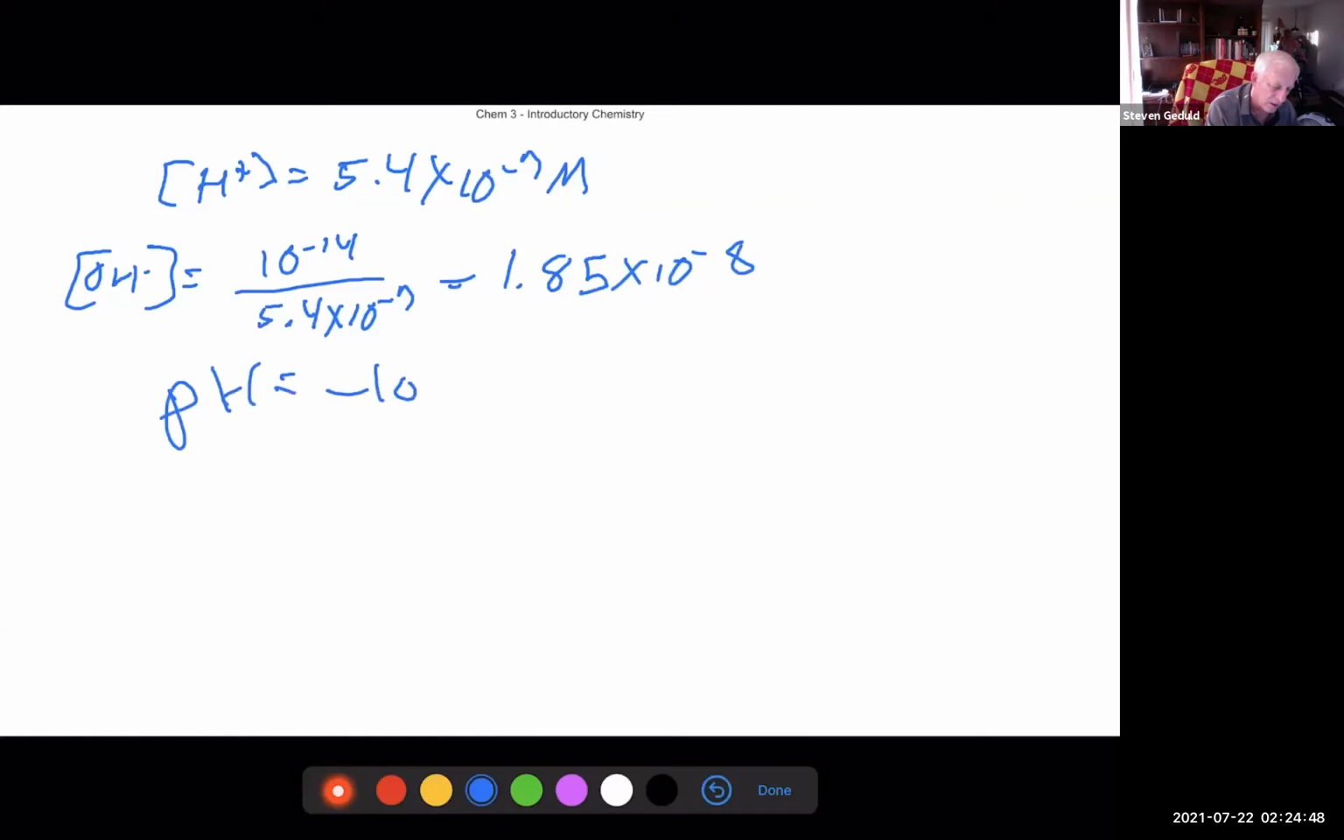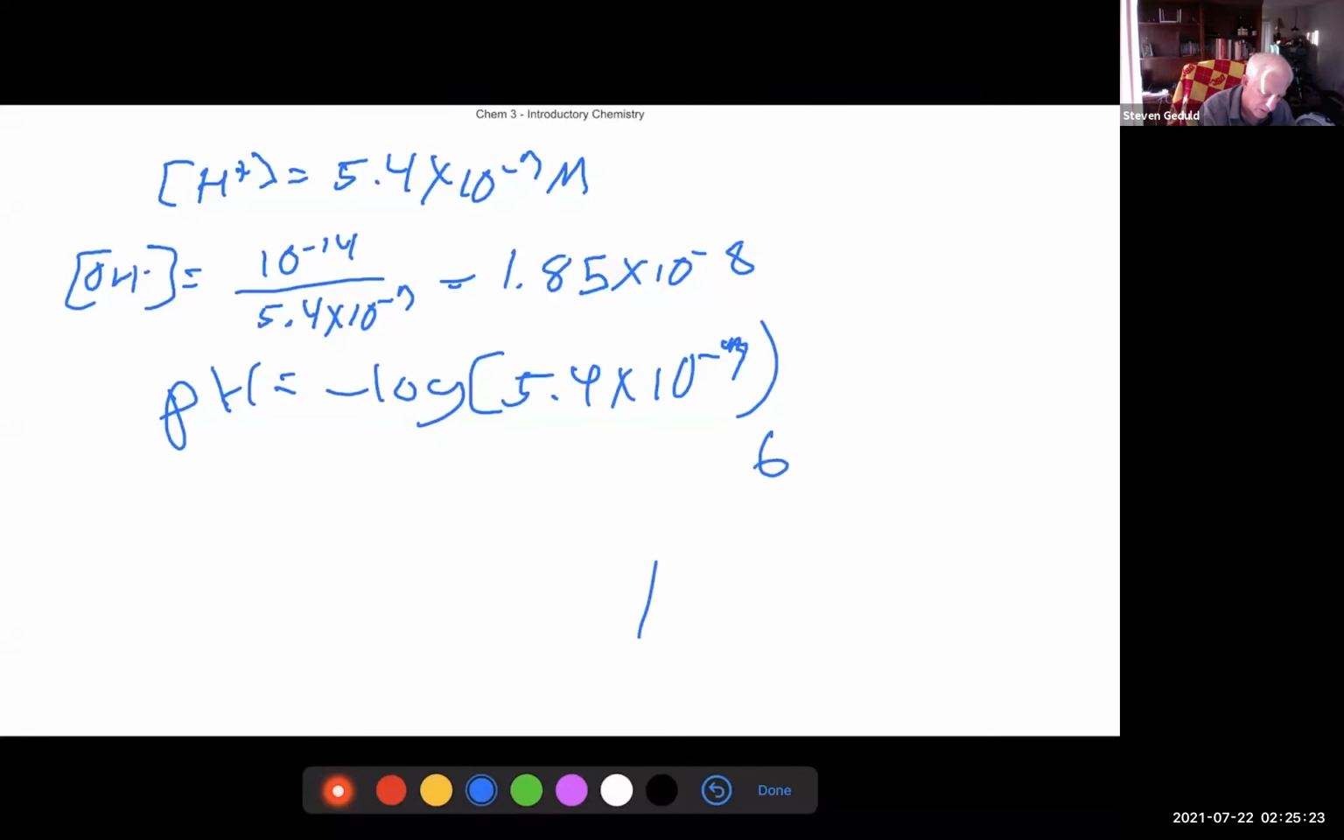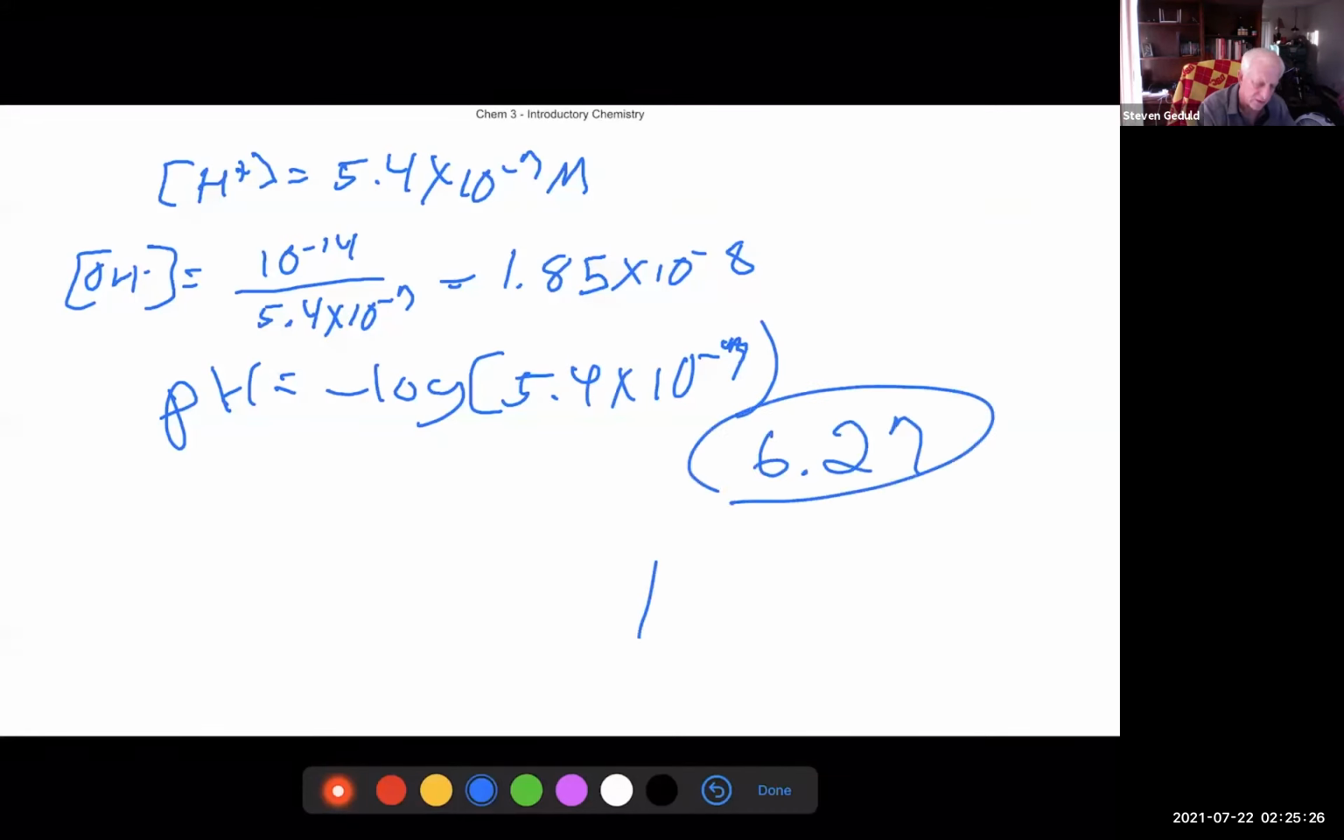And your pH for that: pH is just minus the log of the H plus concentration, which is 5.4 times 10 to the minus 7. So for that, we go back to our scientific calculator, clear that, 5.4, EE, 7 negative, equals that. Then take your log, and then take the negative of that, and it comes out to 6.27. That is your pH.